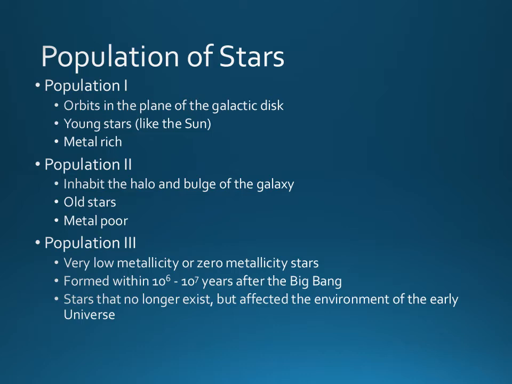The population 2 stars inhabit the halo and bulge of the galaxy. They are old. Ages range from 10 to 13 billion years old. So they have masses less than or equal to 0.8 solar masses.